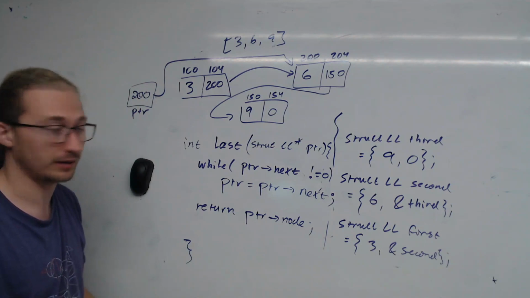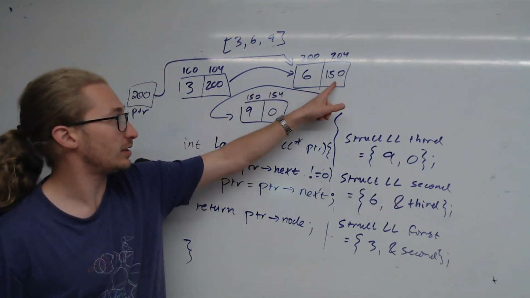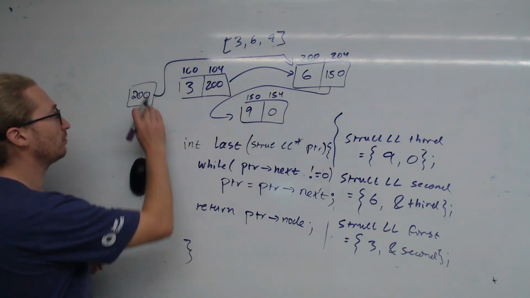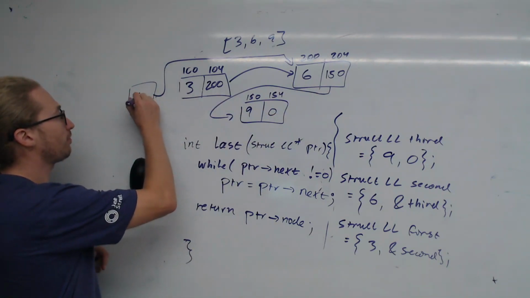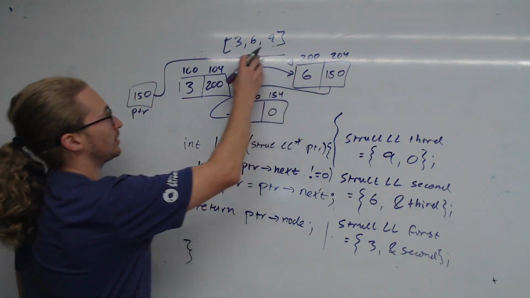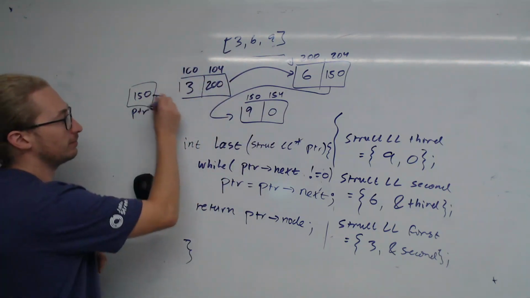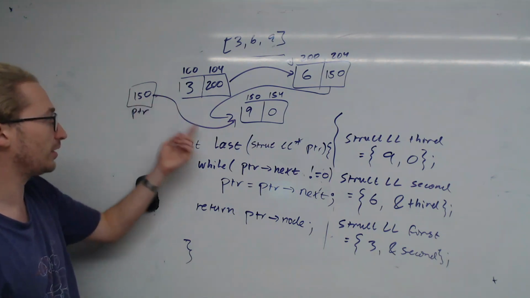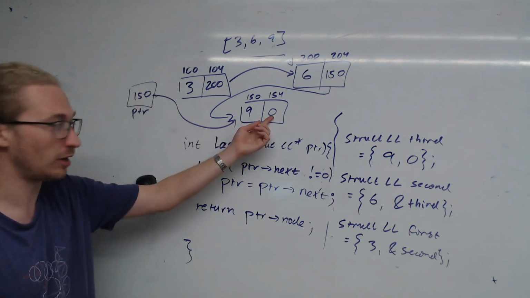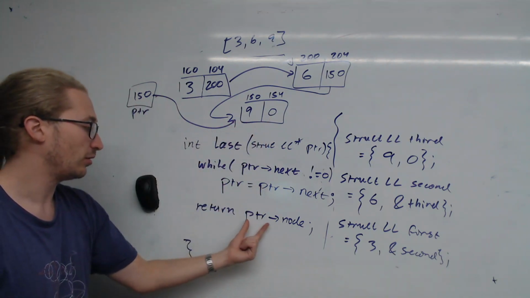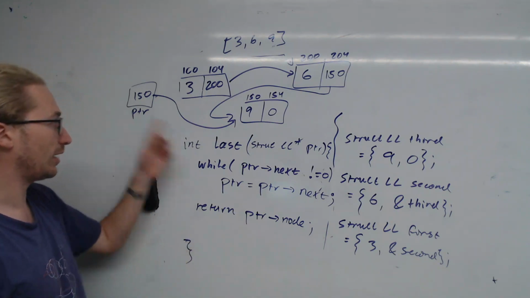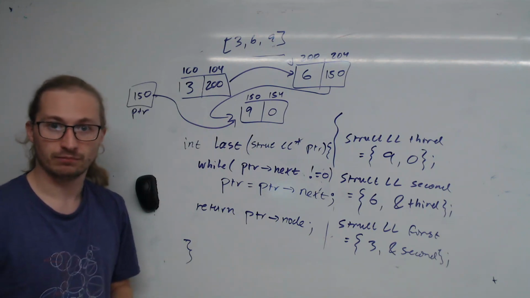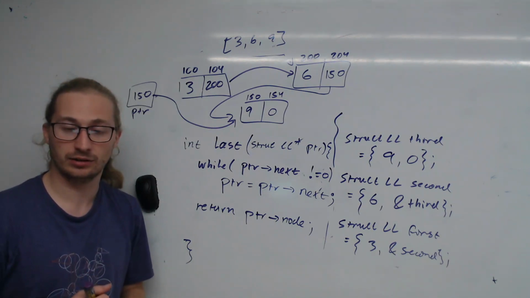And then repeat again. Dereference, is the second part 0? No. So we copy this part into the pointer, which would be 150. And that means the pointer would now point at the third element, which is here. And repeat once more. Is the second thing this is pointing at a 0? Yes, it is. So we terminate. We return pointer, dereference, and fetch the node element, which would return a 9. Okay? So that's what linked lists look like under the hood.